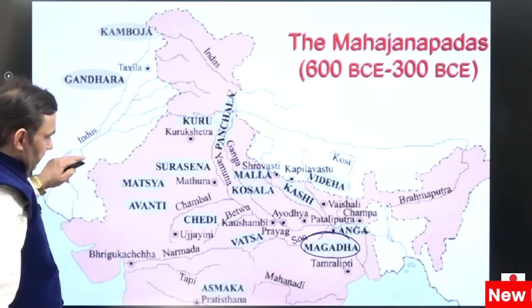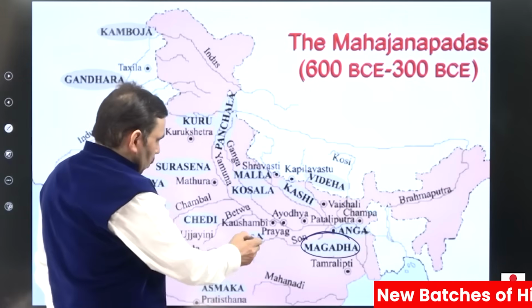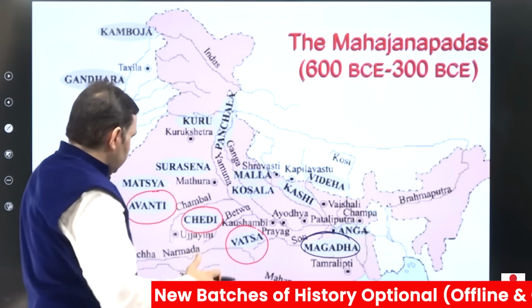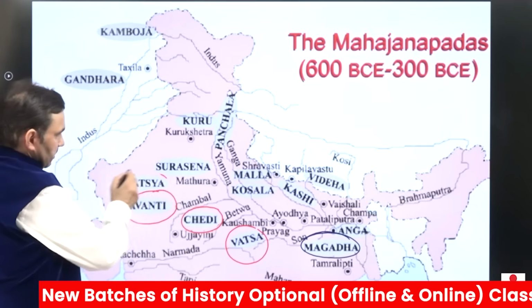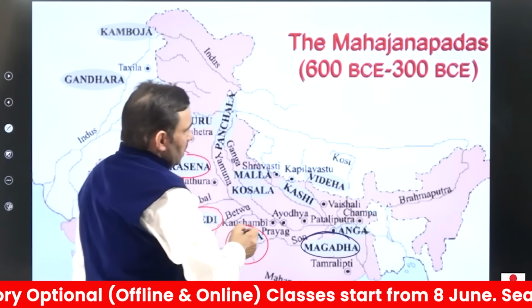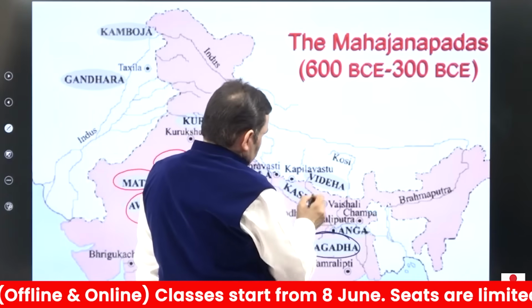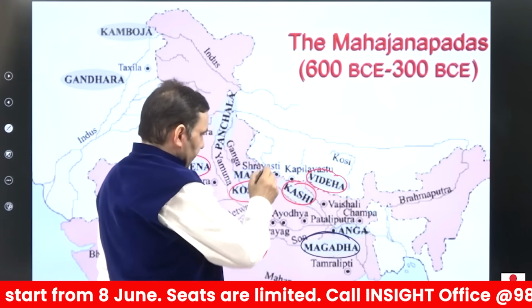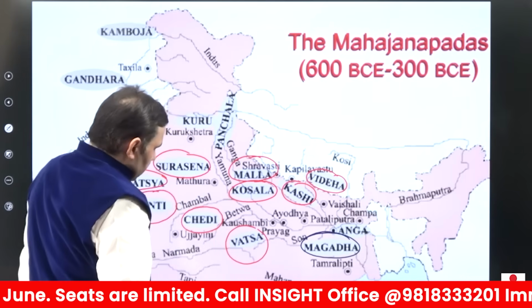Others you can see here on the map: Vats, Chedi, Avanti in western parts of India, Matsya, Jaipur of today, Sursena again, Rajasthan. Then you can see here Kashi, Videha, Kosal, Malla.